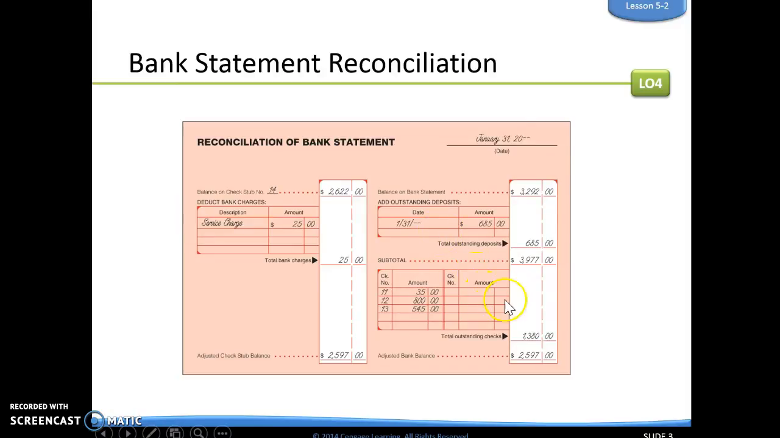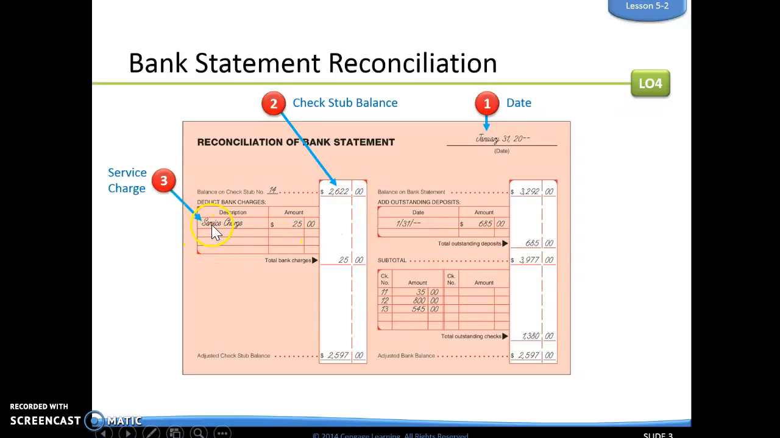So this is one way that you can double check and make sure that the bank and you have the same amount. Okay, so what we're going to do first is fill in the date, and then fill in our check stub balance. Now this information is what we get from our personal records. So this is off of our check stub. They also have the check stub number written there so that we know, okay, check stub number 14, this is where we got our balance.